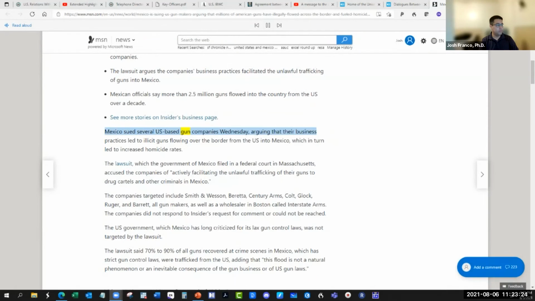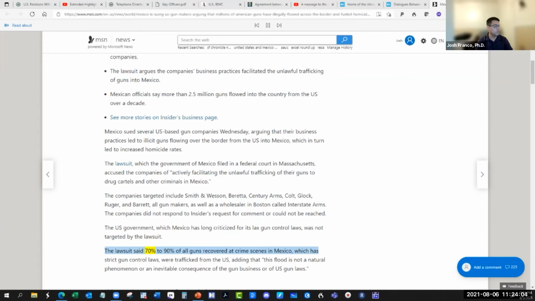Mexico sued several U.S.-based gun companies Wednesday, arguing that their business practices led to illicit guns flowing over the border from the U.S. into Mexico, which in turn led to increased homicide rates. The lawsuit, which the government of Mexico filed in a federal court in Massachusetts, accused the companies of actively facilitating the unlawful trafficking of their guns to drug cartels and other criminals in Mexico. The companies targeted include Smith & Wesson, Beretta, Century Arms, Colt, Glock, Ruger, and Barrett, all gun makers, as well as a wholesaler in Boston called Interstate Arms. The companies did not respond to Insider's request for comment or could not be reached. The U.S. government, which Mexico has long criticized for its lax gun control laws, was not targeted by the lawsuit.